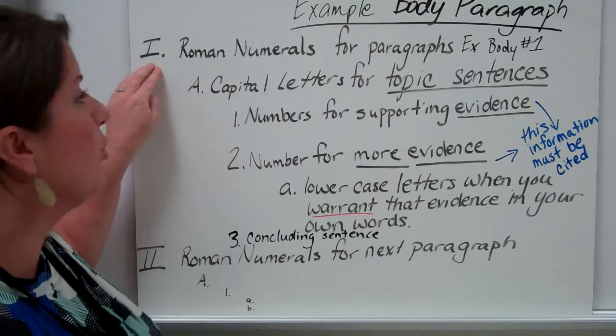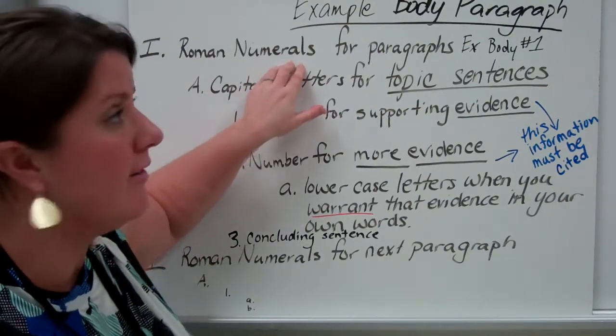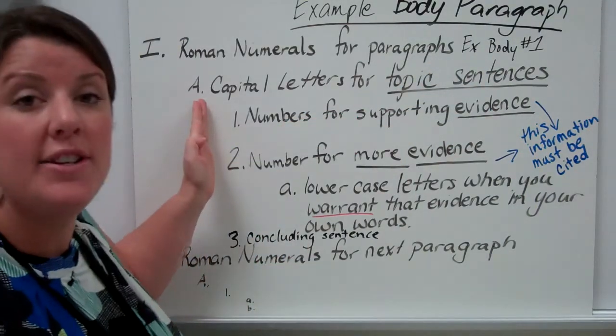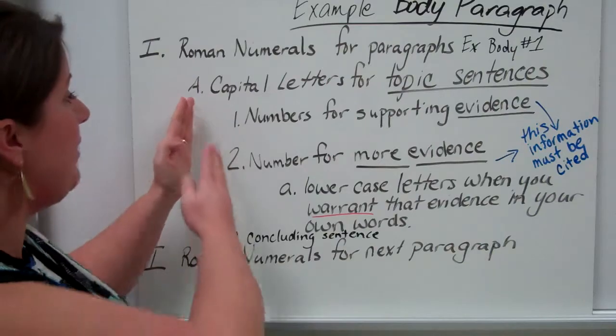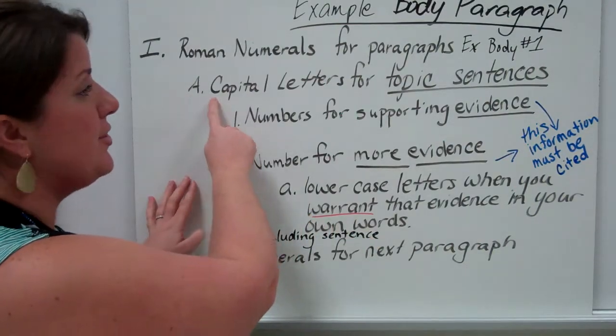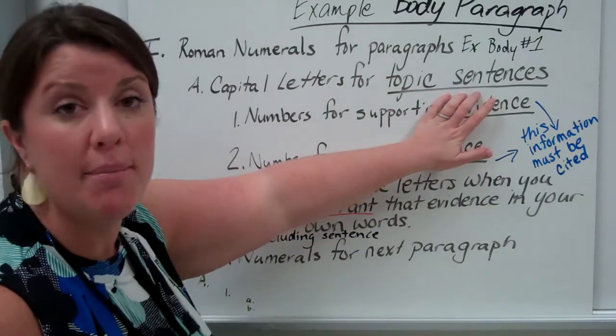You do a Roman numeral. That's going to be for your paragraph. So you know that's going to be body paragraph number 1. Then what you do is you indent. That shows us a subtopic. So you want to make sure that you're always indenting when you have a new topic. That's when you're going to use a capital letter, and that's where you're going to put your topic sentence.